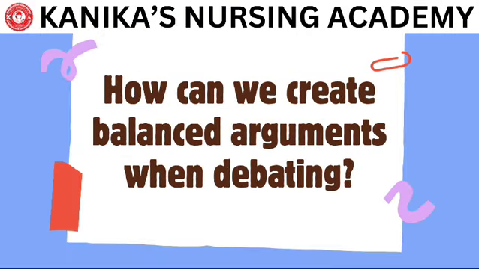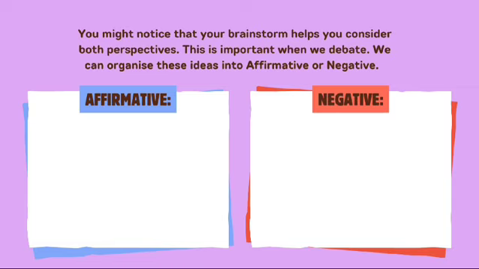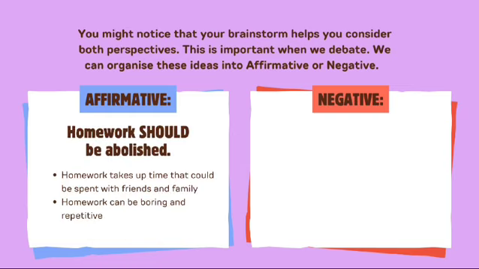How can we create balanced arguments when debating? You might notice that your brainstorm helps you consider both perspectives. This is important when we debate. We can organize these ideas into affirmative or negative. Affirmative thinks homework should be abolished. Homework takes up time that could be spent with friends and family. Homework can be boring and repetitive.